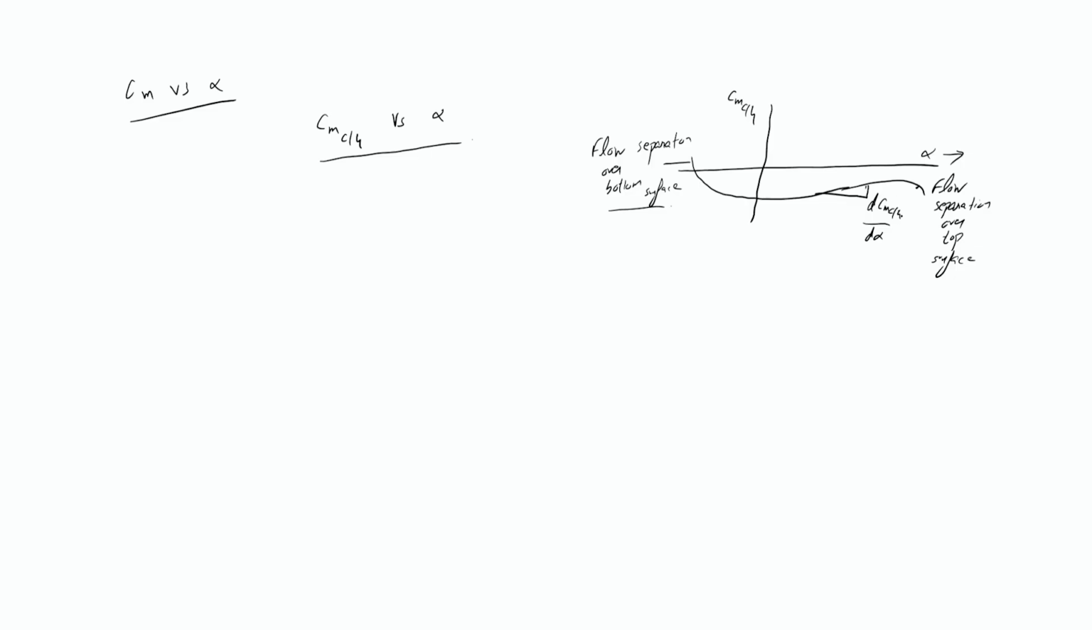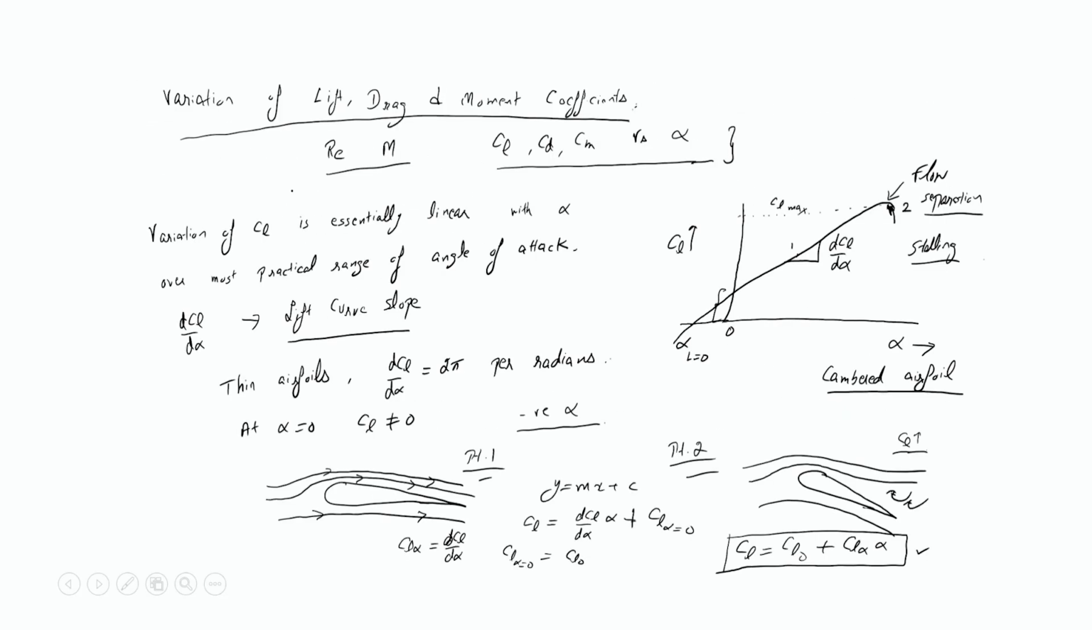But the point to note here is that this dCm by d alpha is actually constant for the practical range of angle of attack. So now this dCm C/4 by d alpha is constant for the practical range of angle of attack. Now if you consider the CL curve, this CL alpha is also constant for the practical range of angle of attack.